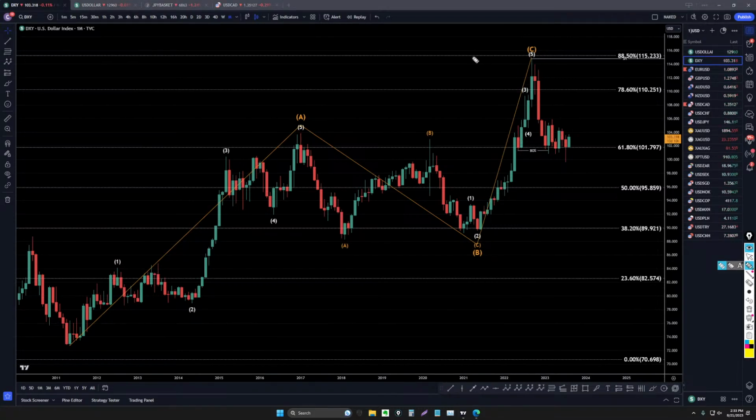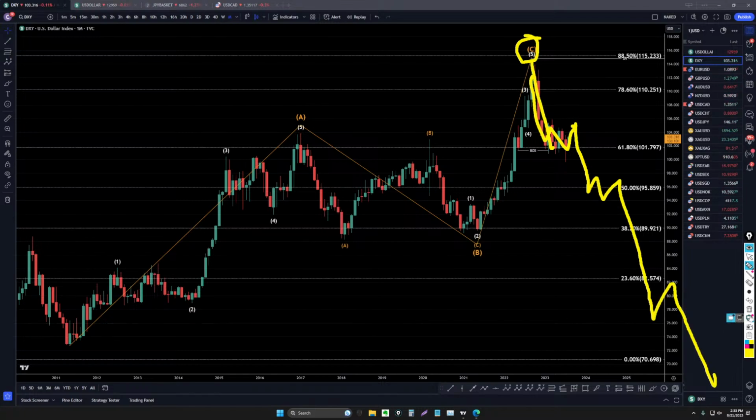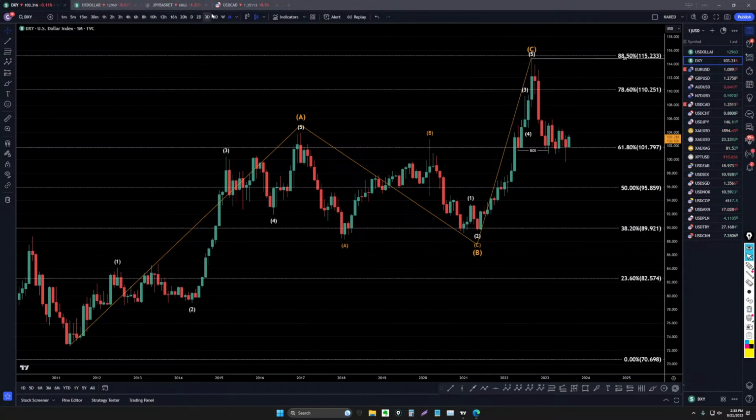I think everybody, hopefully by now, knows what I think about this dollar index, which is that I think this is the end of an ABC correction. If that's the case, this move up is going to be a correction to this move down, and it's going to end up continuing the downtrend over the coming months and years, making lower lows and lower highs.